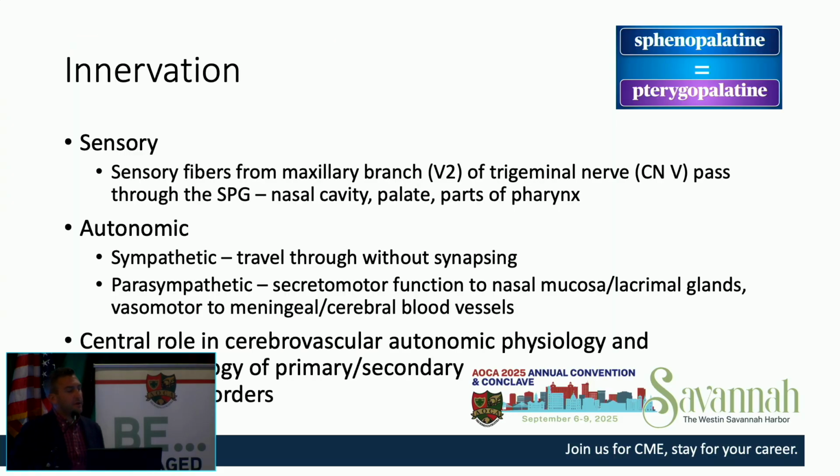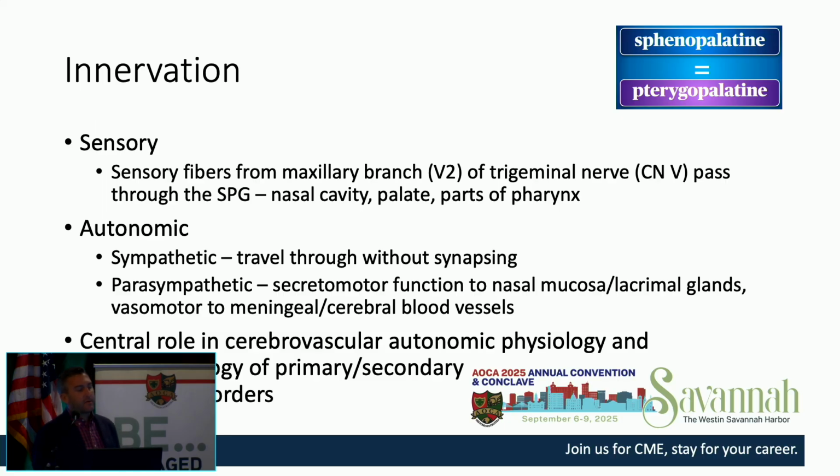So in terms of innervation, sensory fibers from the maxillary branch of trigeminal nerve pass through the SPG, so some innervation of the nasal cavity, the palate, the parts of the pharynx. So performing a block in this area can be helpful for certain mid-phase surgeries.